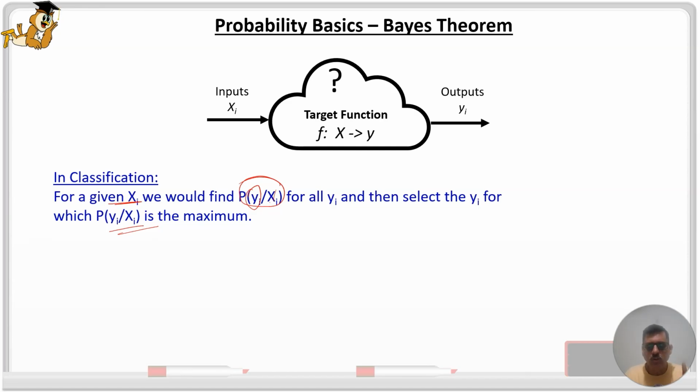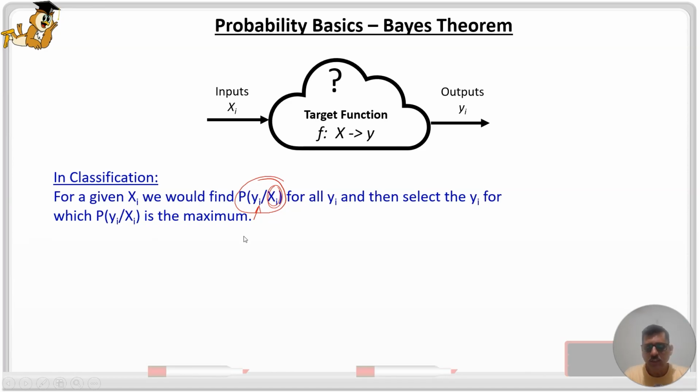That is what you would do in classification. So this is absolutely important to understand. Whenever you are dealing with probabilistic models, your aim, your goal, your target is to always determine the probability of yi given xi over all output classes, over all yi's, right? For that particular xi. That is your target, and then you select the maximum.